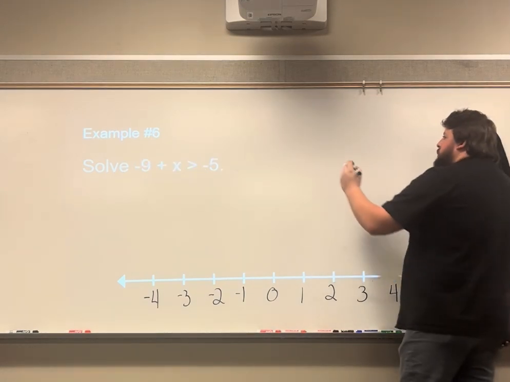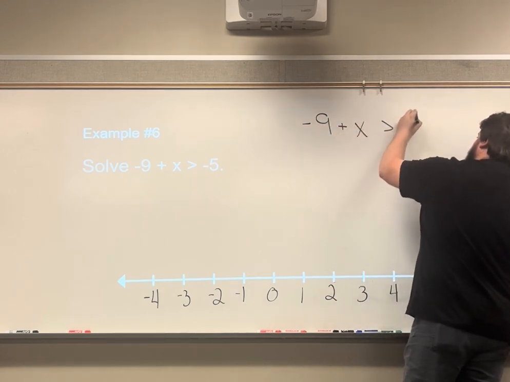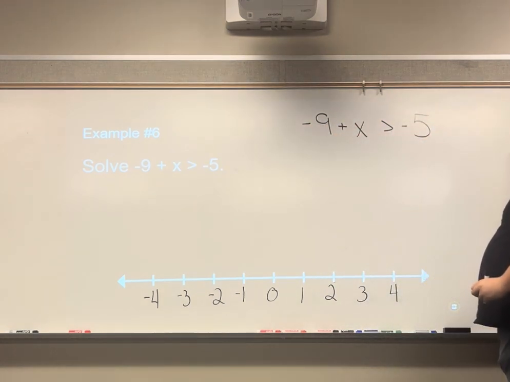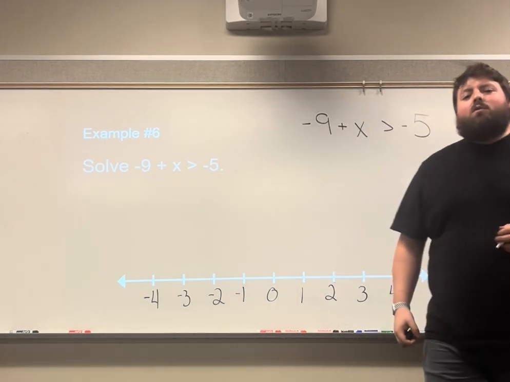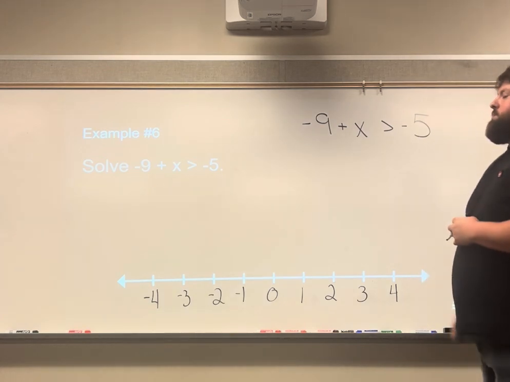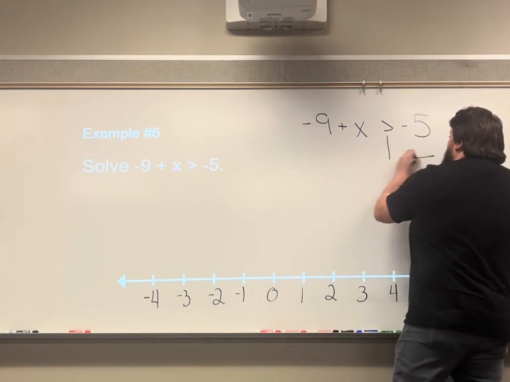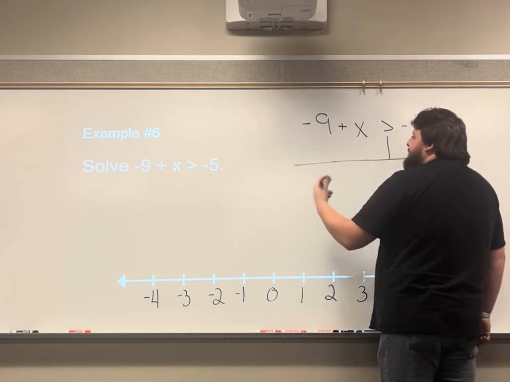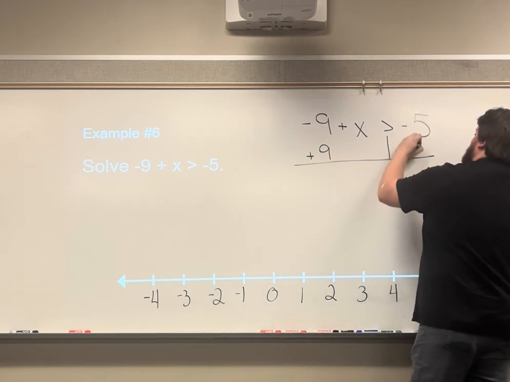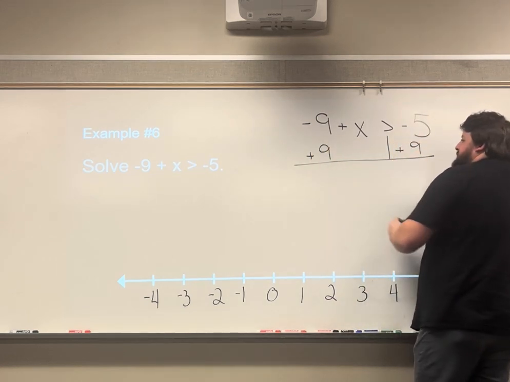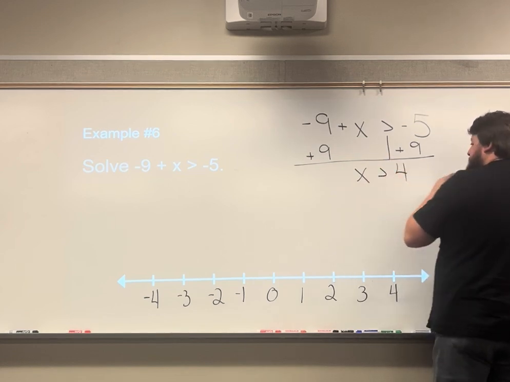Example 6, we're kind of doing something a little bit different. So we have -9 plus x is greater than -5. So normally we see that plus and we know that we need to subtract. We're actually doing the opposite here. I see -9. I need to get that -9 out of here. The opposite of -9 is +9. So I'm going to actually add 9 to both sides, which will give me x is greater than 4.